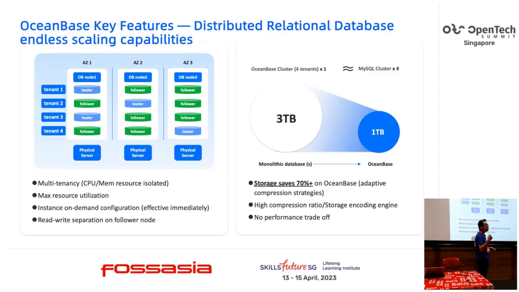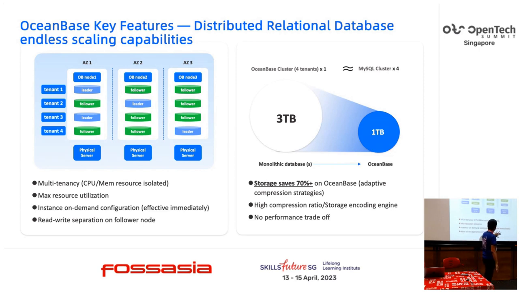And when you want to write to the database, you're going to transact, you will always hit the leader. But if you have eventual consistency and don't have strong consistency requirements, you can always ask the system to direct the read to the followers, right? And then you can decide how you want to run it.